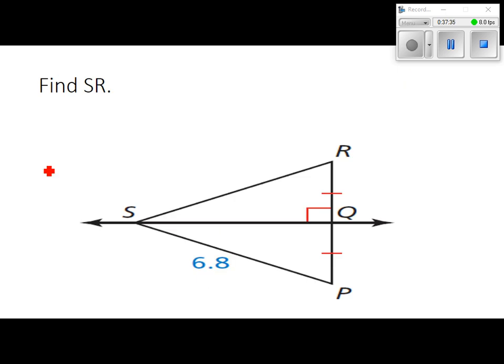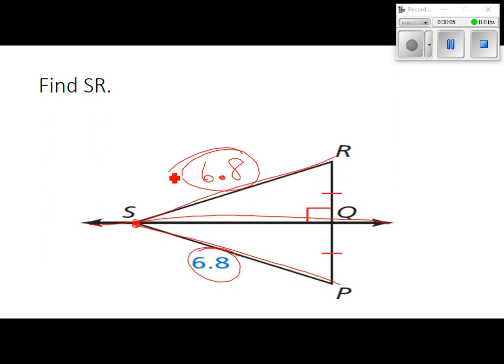Find segment SR. So we're going to find segment SR. Where is segment SR? The top one? What is it? 6.8. Everybody agree with that? This is the what for segment RP? The perpendicular bisector. See, it's perpendicular to it and it bisects it. That means any point that falls on that line, like S does, has to be the same distance from P as it is from R. So if this is 6.8, that has to be 6.8.